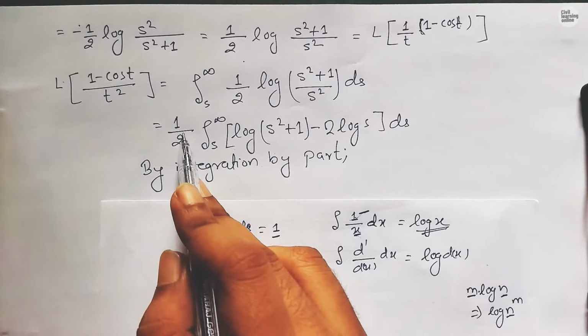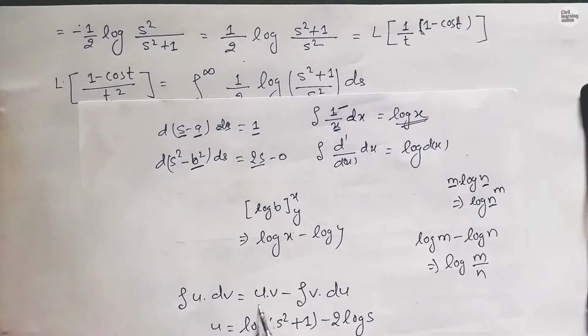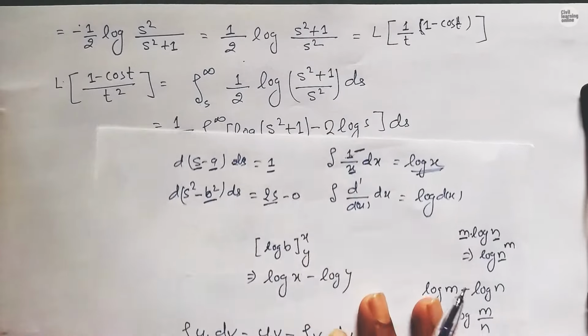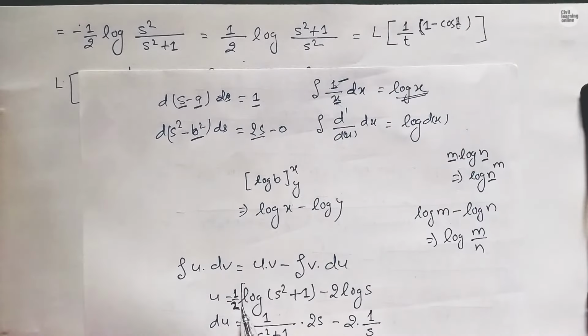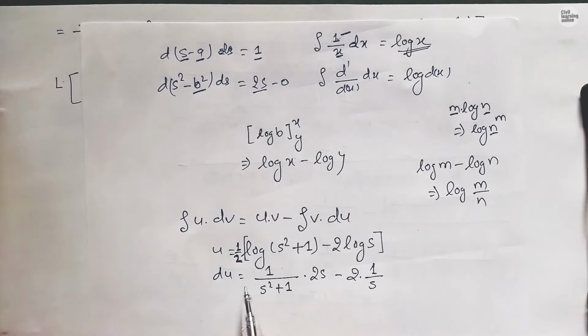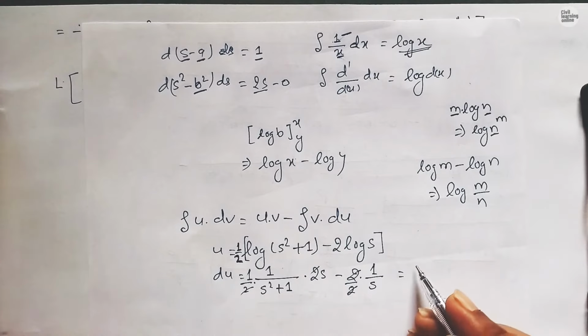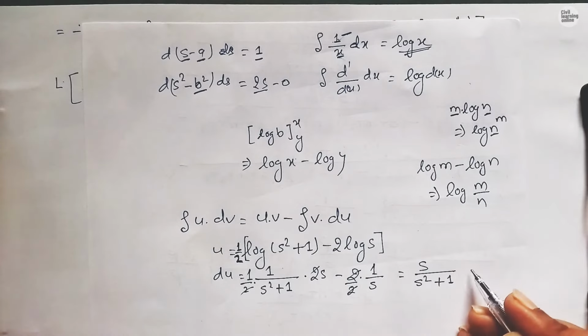And guys, we have this 1 by 2 also. So our u will be 1 by 2 times this whole. We have this 1 by 2 also, so we will take it as a whole, 1 by 2 upon this. Now we are finding the derivative of this term, so we will multiply this by 1 by 2 and this 2 will also multiply this, so we will get this. So our final du value will be s upon s square plus 1 minus 1 upon s.